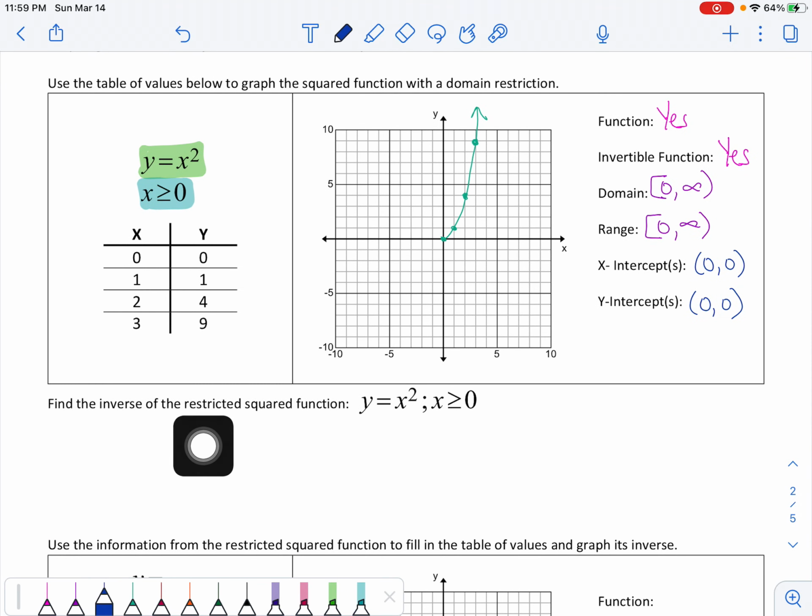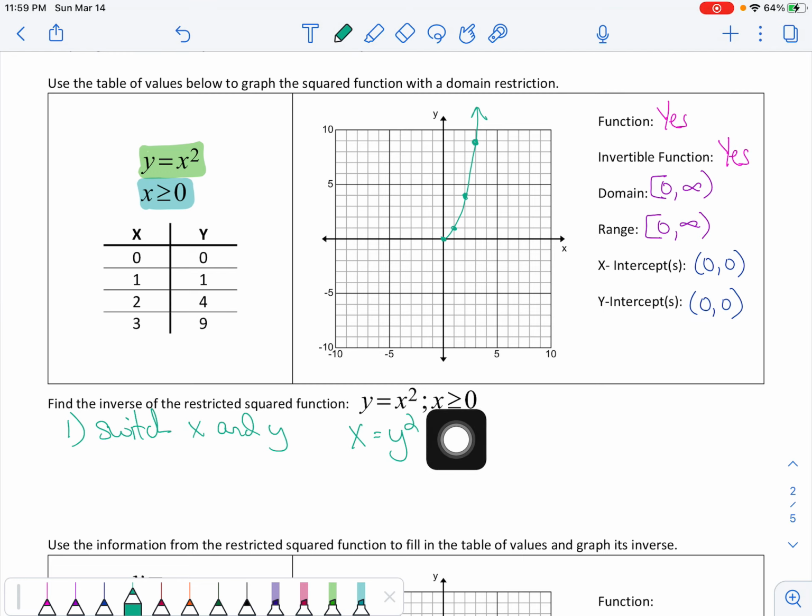Now we're going to find the inverse of the restricted squared function. So step 1, switch x and y. So where we have a y, we're going to replace it with x. Where we have an x, we're going to replace it with y. And that's actually going to apply to this piece of it as well. So y is greater than or equal to 0.